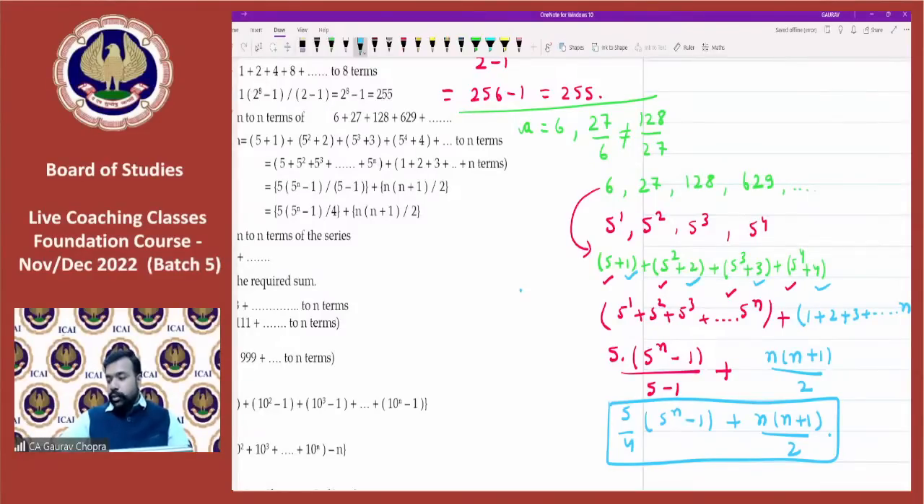Harshit Jaiswal is saying, good afternoon. I passed CA Foundation from your teaching and got good marks. That's great. Congratulations, Harshit.